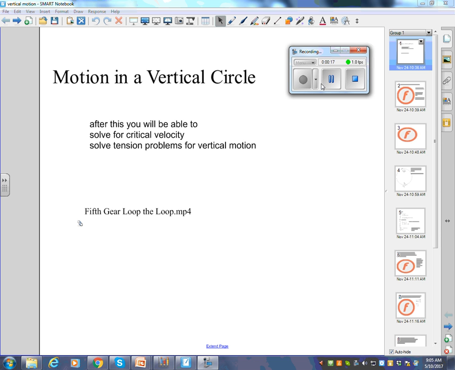You know the old loop-de-loop with the Hot Wheels track? Have you ever wondered if you could actually do that in a real car?